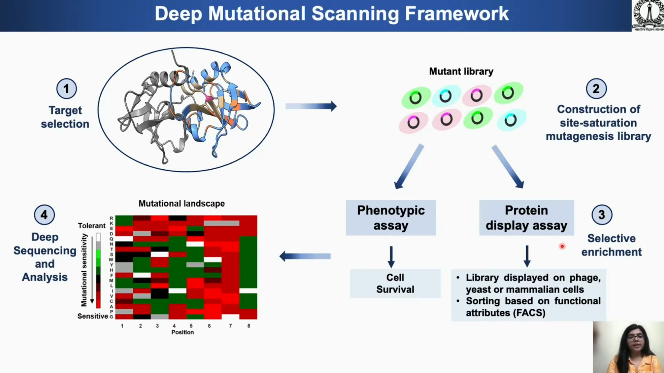This is followed by a selective enrichment, which could be a phenotypic readout, or a protein display assay, in which binding and expression can be checked on the yeast cell surface. This is then followed by high-throughput sequencing of the variants before and after the selection. So this basically gives us a fitness estimate for each of these variants, and this mutational landscape can be used to identify the substitution preferences at different positions.